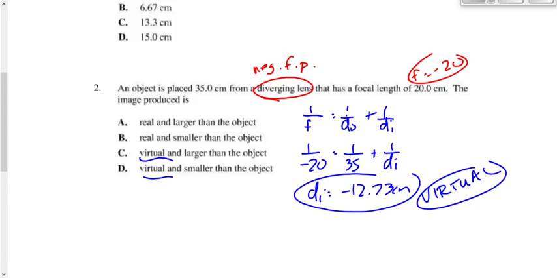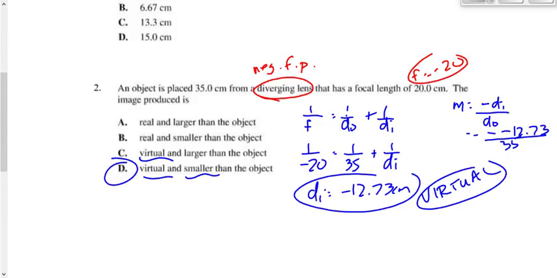Now, how do we determine whether it's larger or smaller? We could take a look at the next equation. M is equal to negative di over dO. And we don't actually need to solve this. di is negative 12.73 over dO is 35. We're going to get a number that's bigger than 1 or smaller than 1 there? Smaller than 1, that means that the image is smaller. So the answer would be D for this one, right? Now, we also know that the image would be right side up here, because we get a positive magnification, although we're not asked that in this case.